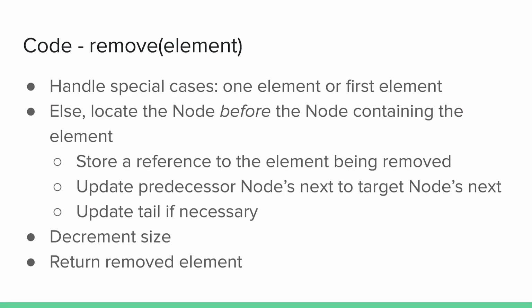In the code for the remove method that takes in a target element, we'll go ahead and handle a couple of those special cases first. We'll check to see if it's a single element list or if the target element is in the first node. We'll only do the search for the predecessor node in the event that it's not one of those special cases. So if we have located the node, we'll store a reference to the element being removed, we'll update the predecessor node's next reference to point to the target node's next reference, and we'll update the tail if necessary. We'll finish up by decrementing size and returning the removed element.